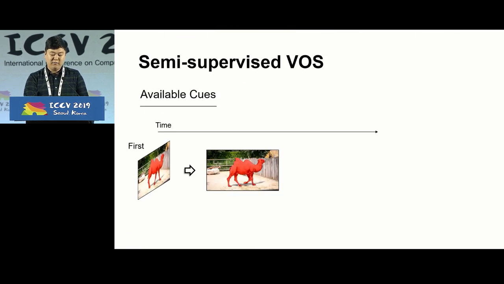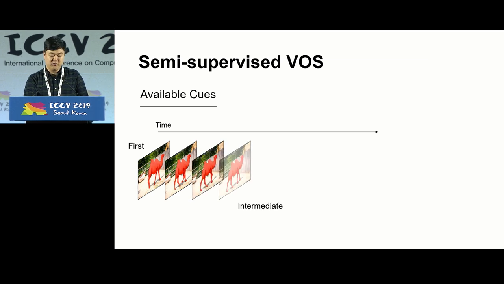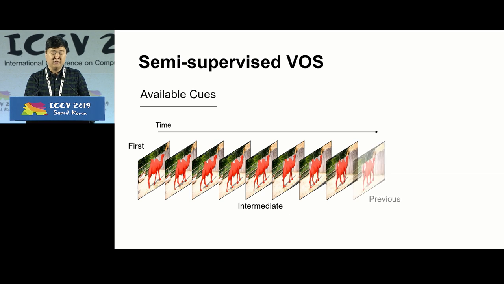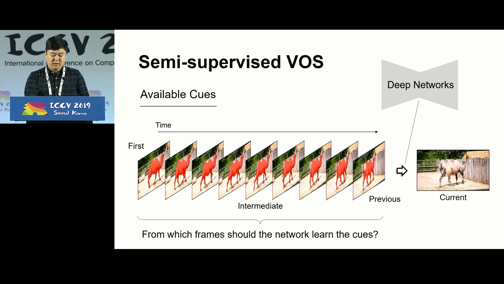By the nature of the problem, available cues become richer with the intermediate predictions of the model. Even though the initial object mask is given only for the first frame, we can access mask information for the intermediate frames estimated beforehand. As with most tasks in computer vision, many deep learning methods have been introduced to solve this challenging problem. With deep learning approaches, the essential question is from which frame the network should run the queue.